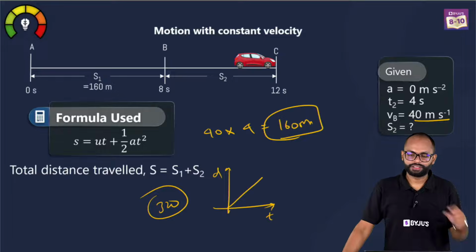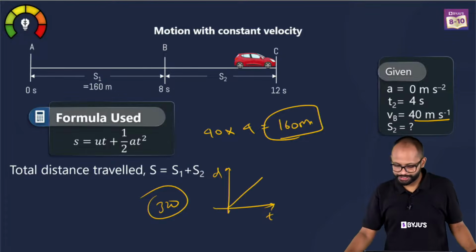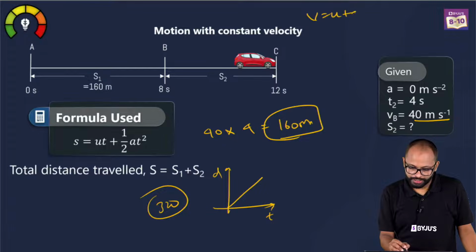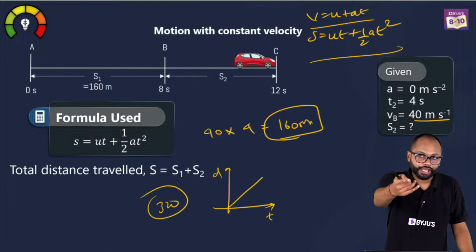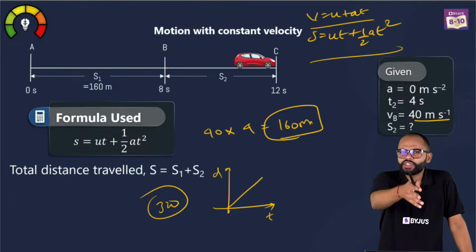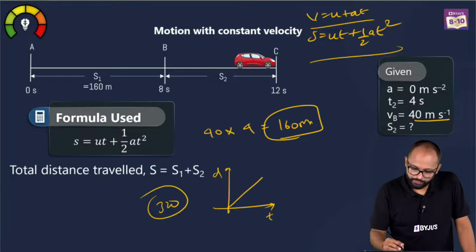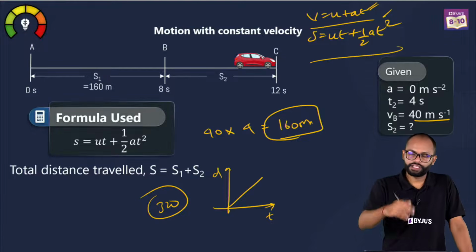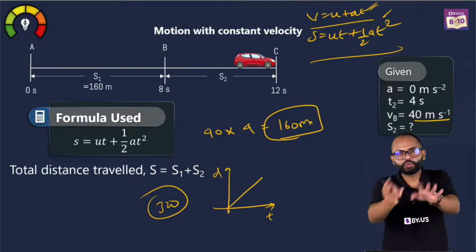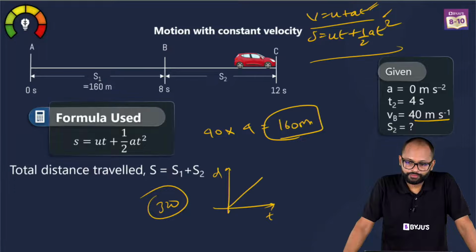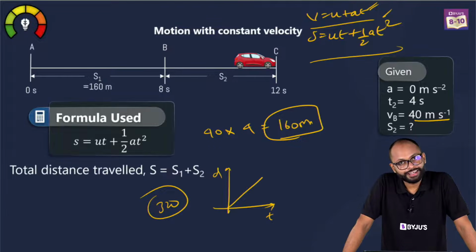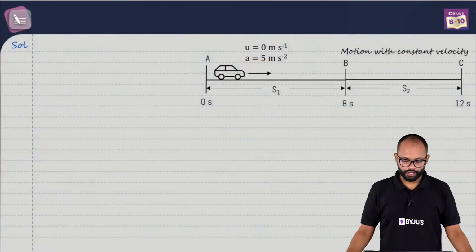Third equation of graphical method. See, if you know the first equation, that is V equals U plus AT, and if you know S equals UT plus half AT square, and you have to find the third equation, V square equals U square plus 2AS, you just have to remove T from here. Take the value of T from the first equation, put it in the second equation, and you will get the third equation. Don't worry about this. It's very simple, right? And from the graphical method, it's a similar kind of thing you can do. All right.